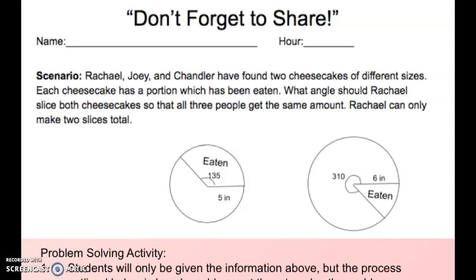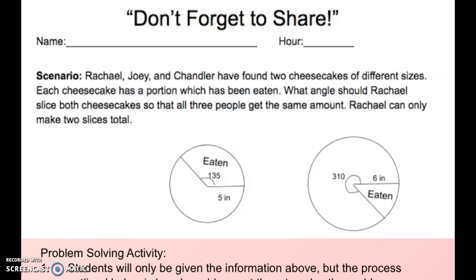Rachel, Joey, and Chandler have found two cheesecakes of different sizes. Each cheesecake has a portion which has already been eaten. What angle should Rachel slice both of the cheesecakes so that all three people can get the same amount? Rachel can only make two slices. So she can make one slice on each cheesecake, or she could make two slices on one cheesecake and divide the cheesecake evenly between all three.